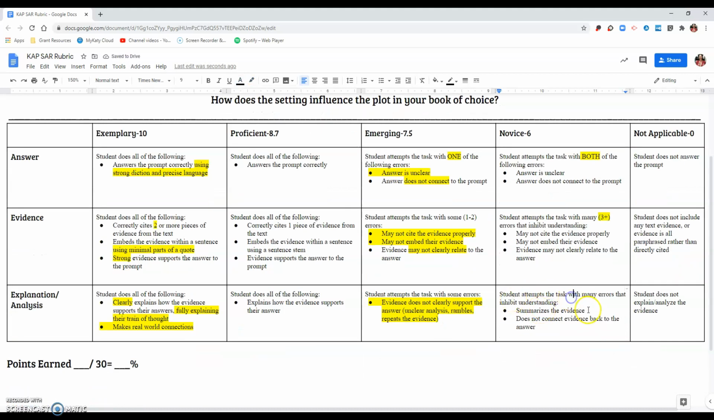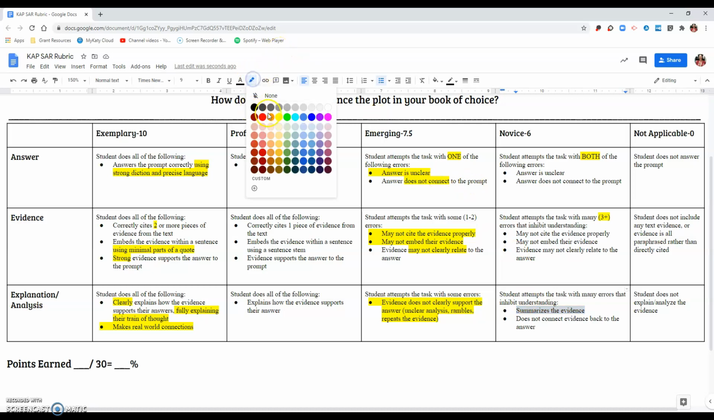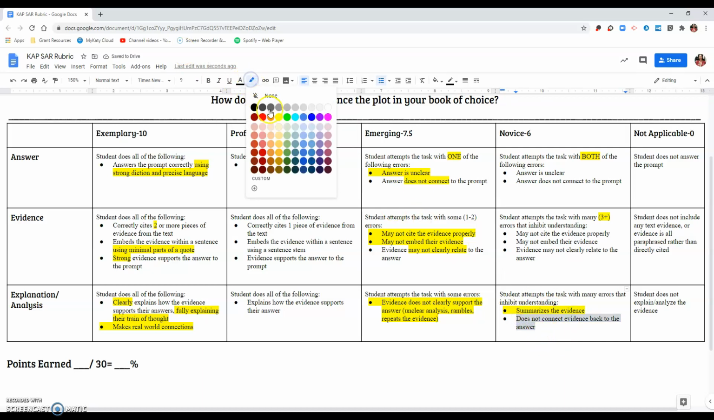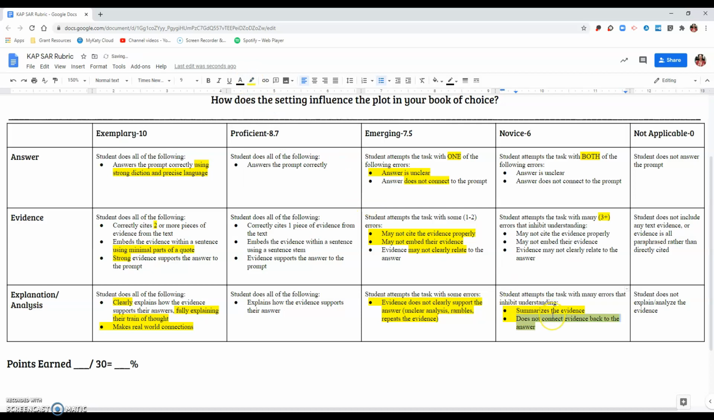And then finally, in this section right here, you haven't really explained how your evidence supports your answer. You just kind of summarized the evidence. You just told me what was happening in the story at that moment. And then you don't connect it back to the answer. So you pretty much just gave me a recap of everything you just told me.